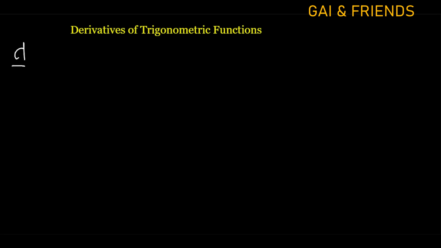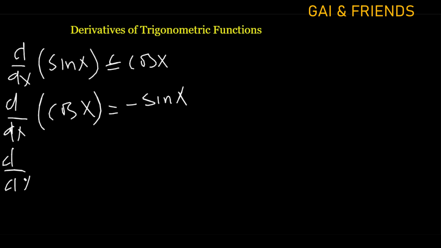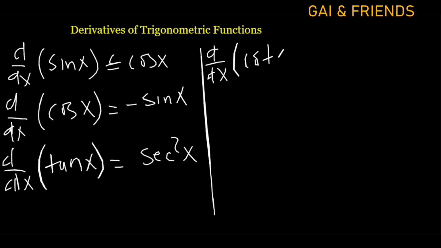The derivative of sin x is cosine x. The derivative of cosine x is negative sin x. The derivative of tangent x is secant square x. The derivative of cotangent x is cosecant square x.